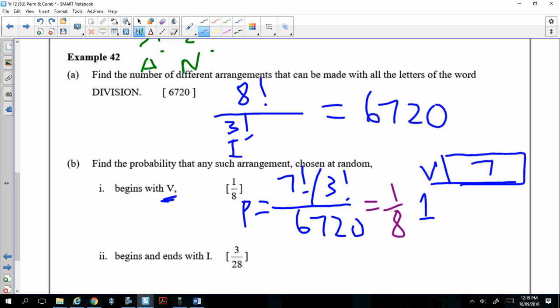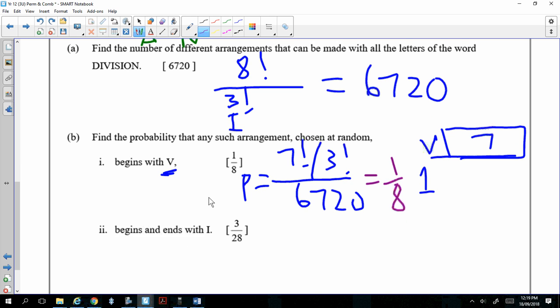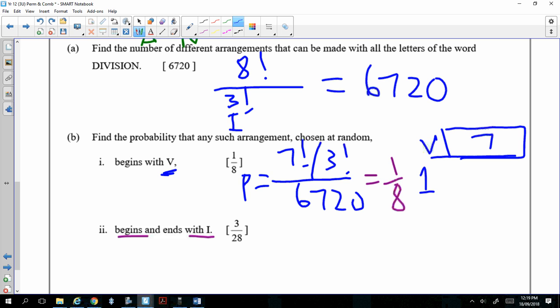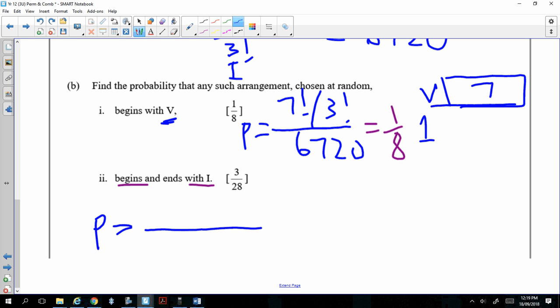All right, who wants to try the next one? Next one's a little bit harder. Part 2. Who got the next one? Have a try. So again, how many ways begin and end with I. Okay, have a try. Go. So your answer will be a probability equal to 6,720, and then you find how many ways begin and end with I. Okay, let me know when you finish, and then we'll go through. So you find how many arrangements begin and end with I.